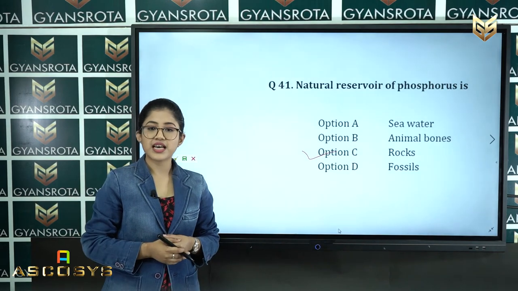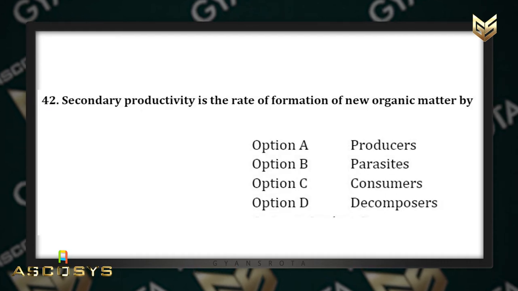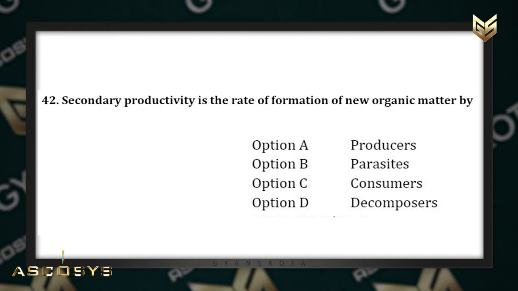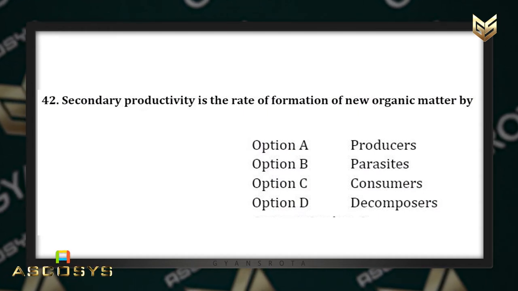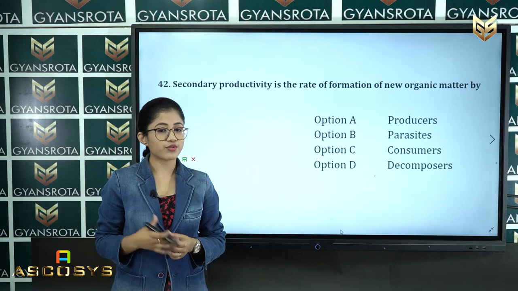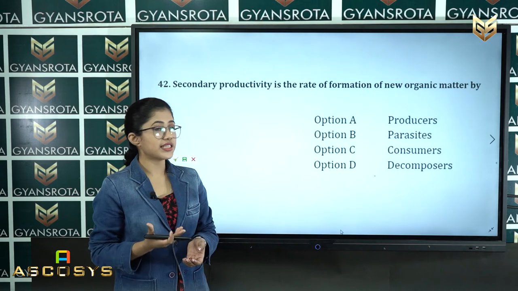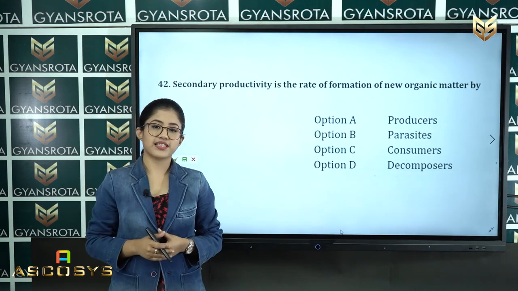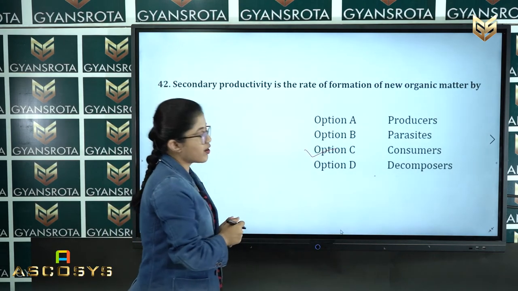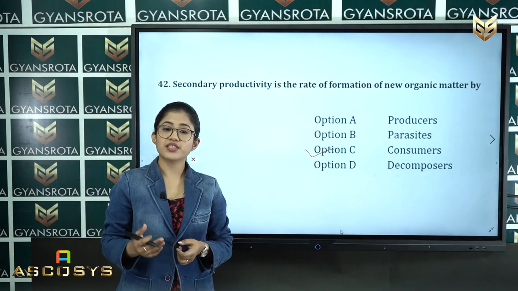Now let's see the next question, that is question number 42. In this question, you can see secondary productivity is the rate of formation of new organic matter by option A, producers, option B, parasites, option C, consumers, option D, decomposers. This is from the chapter ecosystem. So student, what is the correct answer? Secondary productivity is the rate of formation of new organic matter by consumers. That means option C is the correct answer for this question.